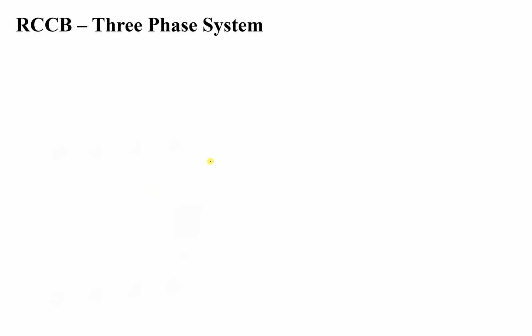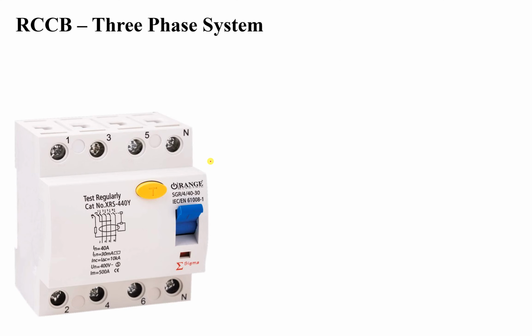Now the three-phase system is similar to the single phase. We have A, B, C, three phases and neutral, or L1, L2, L3 and the neutral, and we have 1, 2, 3, the ones going to the load and the neutral coming from the load. If you look carefully at the specs, it is almost similar. I nominal 40 amperes, I delta N 30 milliamperes, and so on. The only difference is UN, or the nominal voltage, 400 volt.